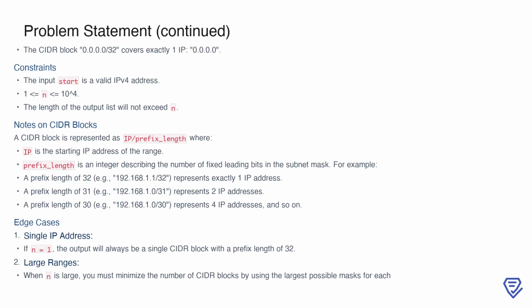For a third example, consider the starting IP 0.0.0.0 with n equal to 1. Here, the range is simply 0.0.0.0, meaning only one IP address needs to be covered. The CIDR block in this case is 0.0.0.0/32, which represents exactly one address. This is the most specific CIDR block possible, as the prefix length of 32 means no additional IPs are included in the range. This example highlights how CIDR blocks handle single address cases efficiently.